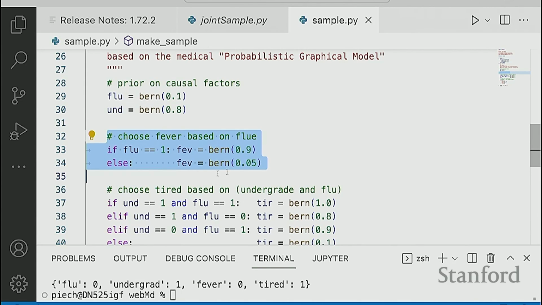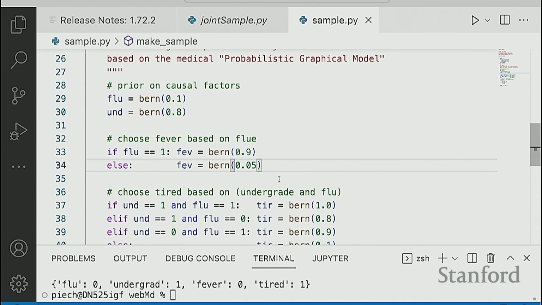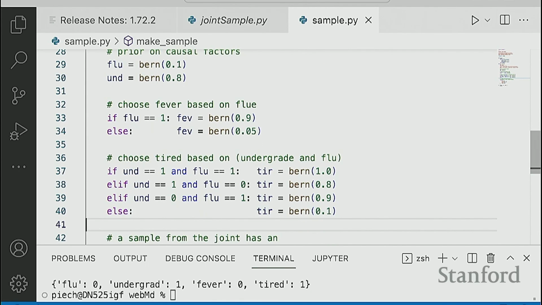After that, I need to choose fever. But when I choose fever, I'm going to follow the Bayes theorem idea. And when I choose fever, its probability will be based on the probability of its parent, or the value of its parents. So I've chosen flu. And if flu was chosen to be 1, then they have a high chance of having a fever. If flu is chosen to be 0, then they have a low chance of having a fever. So at this point, I've expressed a joint between these 3 random variables, and I just need to be able to simulate this last one. And then when I simulate it, then I've pulled one sample from the joint probability.